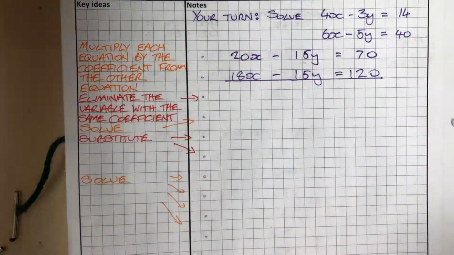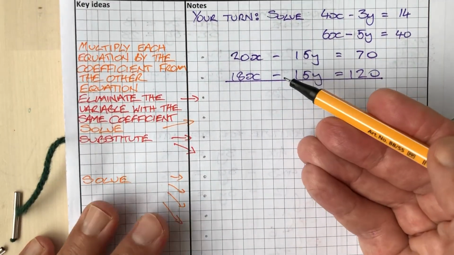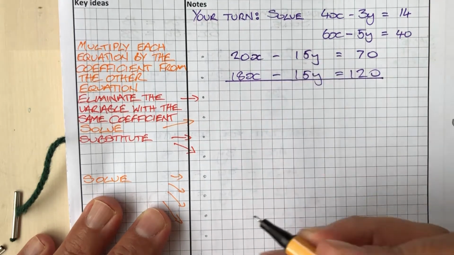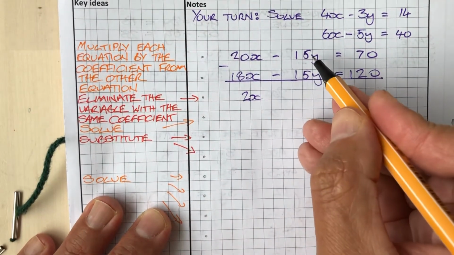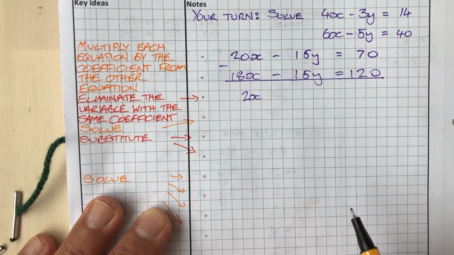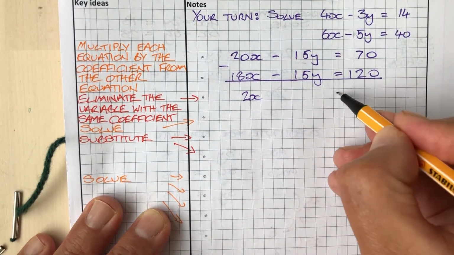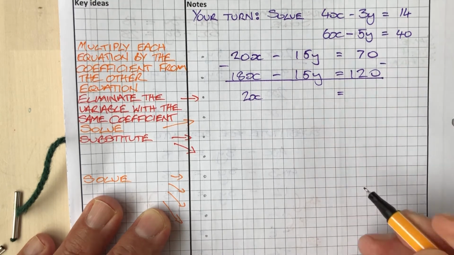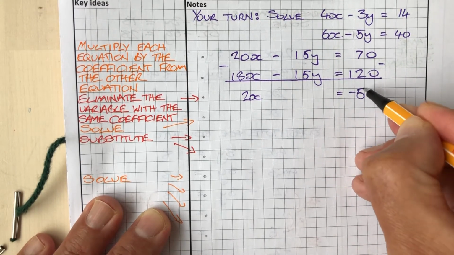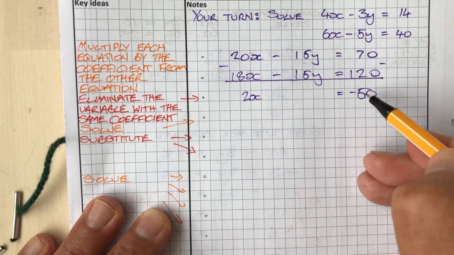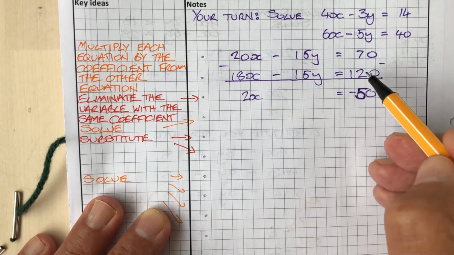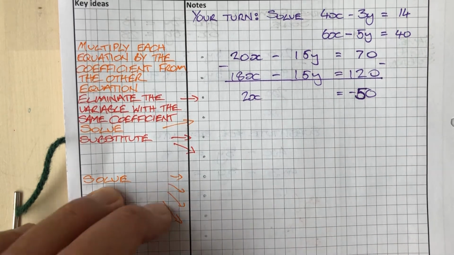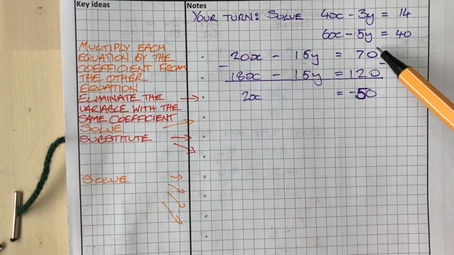It's same signs, subtract. 20x take away 18x is 2x. Negative 15y take away negative 15y is nothing. 70 take away 120 is negative 50. Okay, if you're not sure on that, 120 take away 70 is 50, and then a smaller number take away a larger number will be negative.